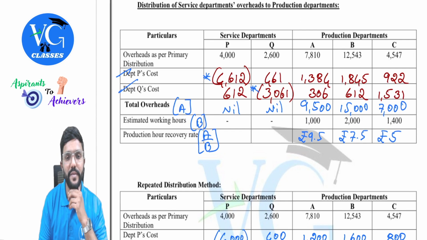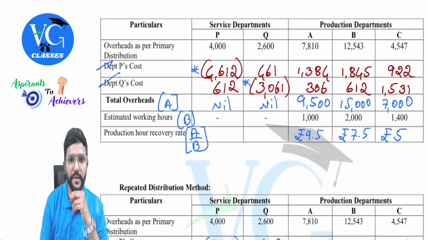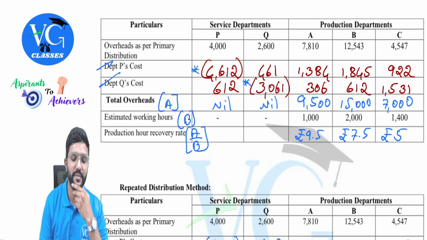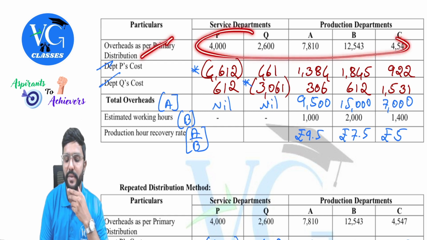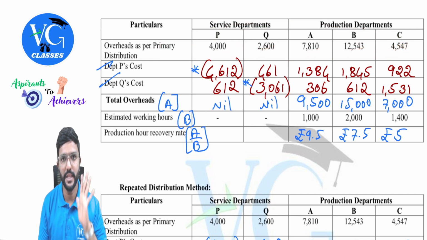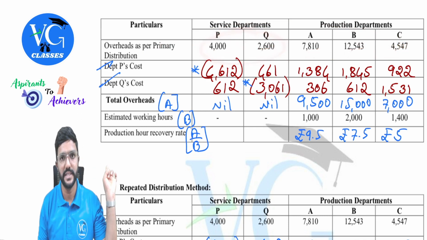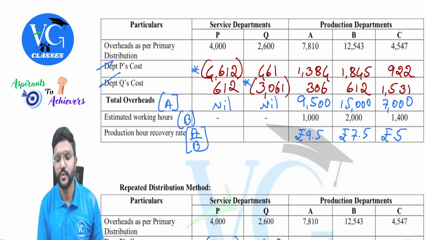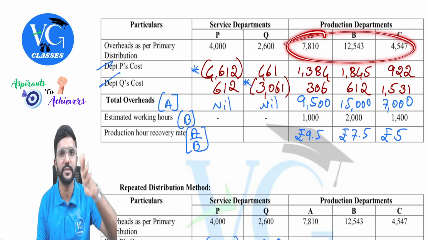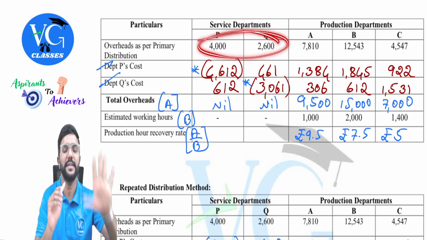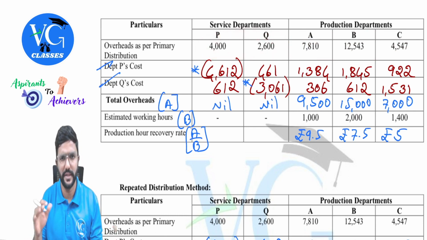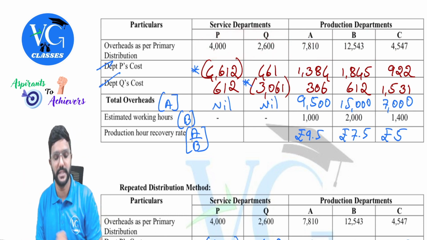Once we calculated the total cost of the service departments, we prepared a table for distribution of overheads. First, we took overhead as per the primary distribution, for service as well as production departments. But in this question, they have given only this, whereas this is not given. So obviously we cannot write this for the given question. They have given it only for the service departments. Whatever they had given, 4,000 and 2,600, is nothing but the cost as per primary distribution.